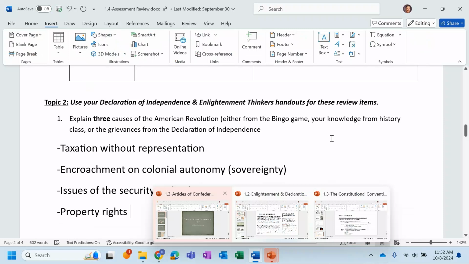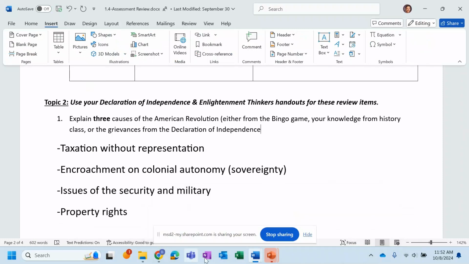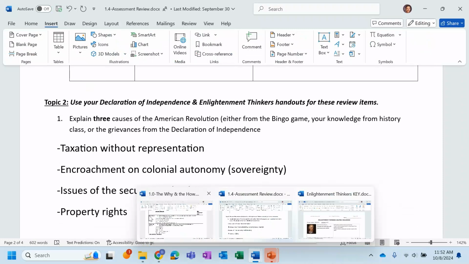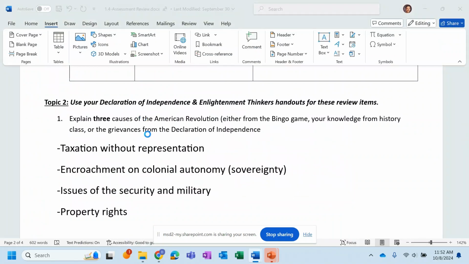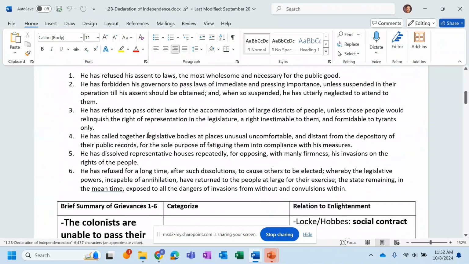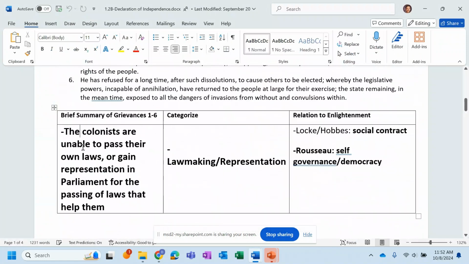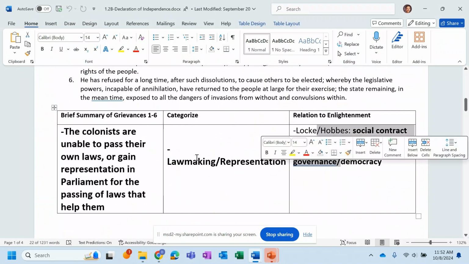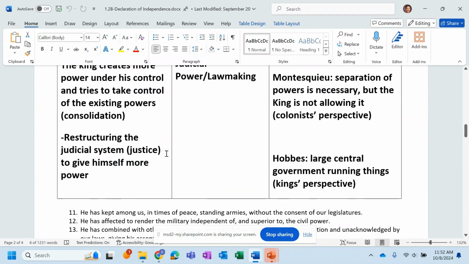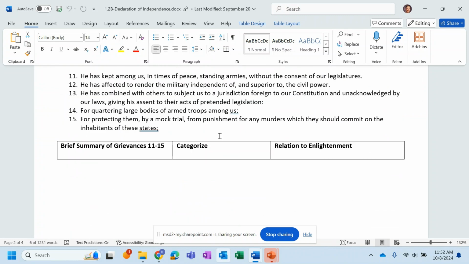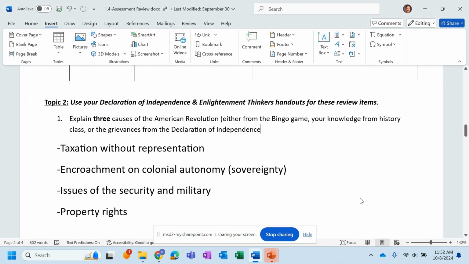I gave you four. There's the bingo game, knowledge of history. You can look at the grievances of the Declaration of Independence. Again, if you look at, did I leave it open? No, I didn't. Let's see if I kept it in here. Oh, yeah. Okay, so we went through all these grievances and we talked about how they can't pass laws, lawmaking, representation. We connected it. If you did this activity with us, we broke it up in class. If you did it in class, you're in good shape, okay? You've got everything you need right here. That's what this activity is for. This and the Enlightenment philosophers.